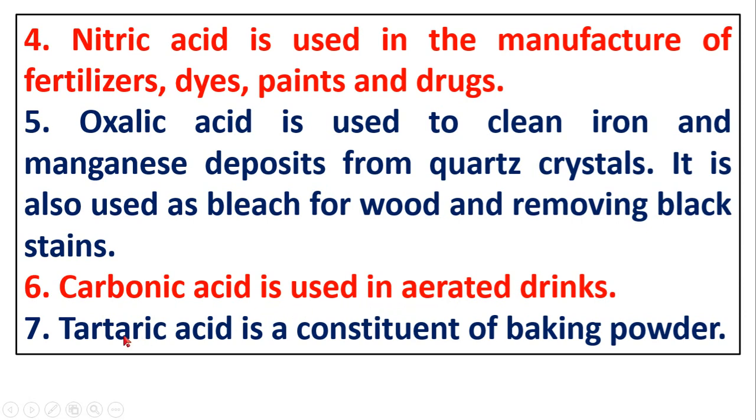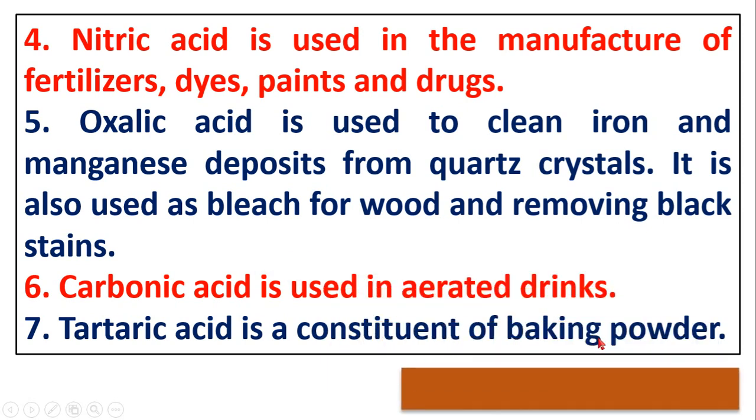The last one, tartaric acid, is a constituent or component of baking powder. What is baking powder? It's a mixture of baking soda and tartaric acid. So tartaric acid is a constituent or component of baking powder. These are the uses of acids.